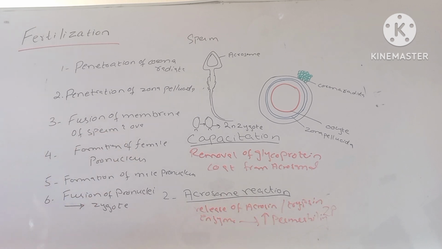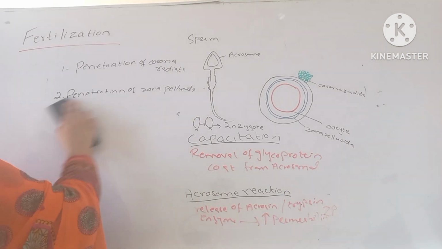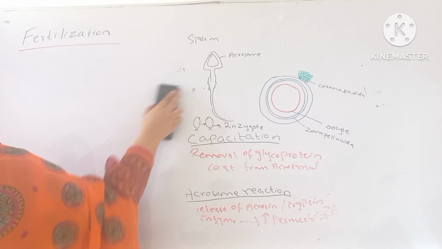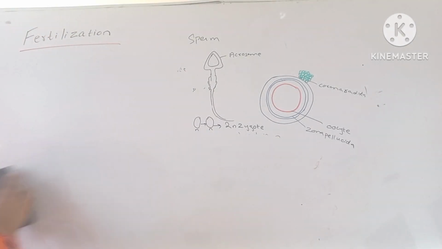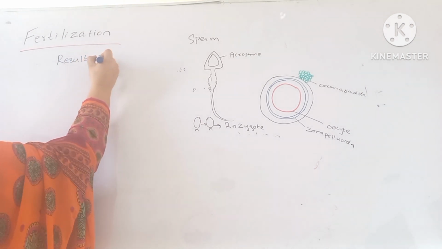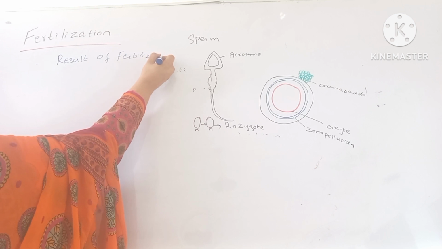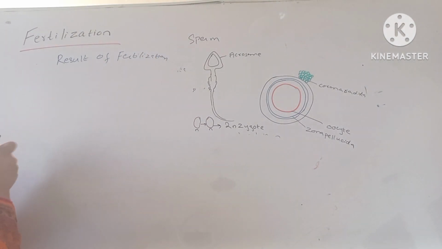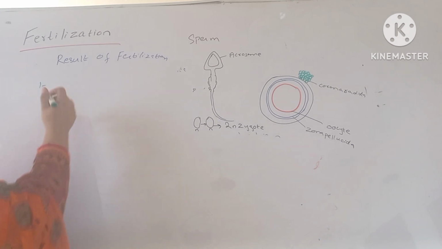Now the next question, which is most frequently asked when we talk about fertilization, is the results of fertilization. This is very, very important. This question is frequently asked in the question paper. So what is the first result of fertilization? Definitely genetic variability.